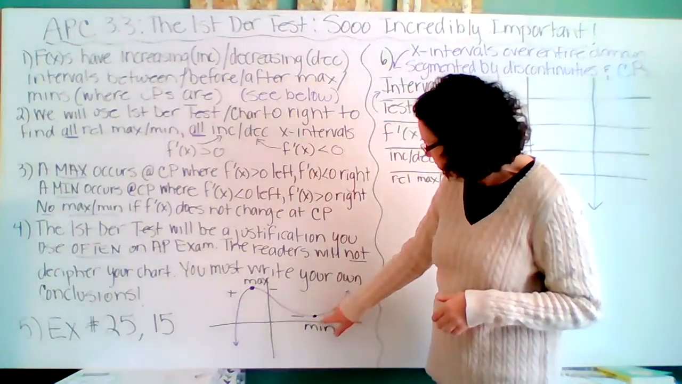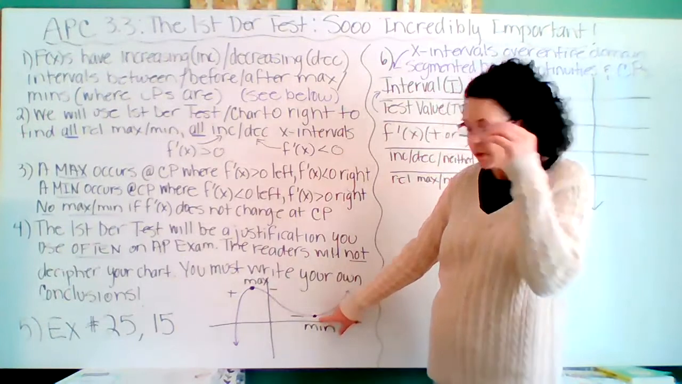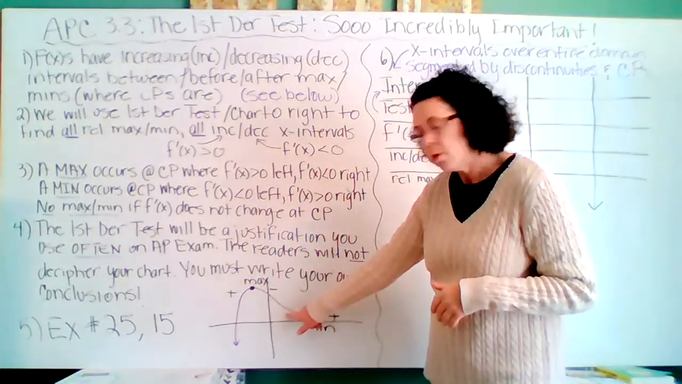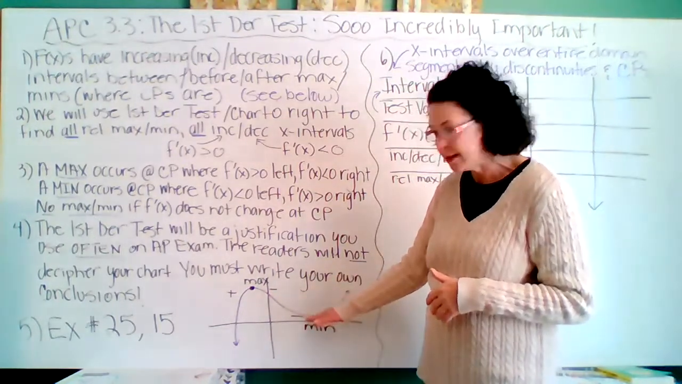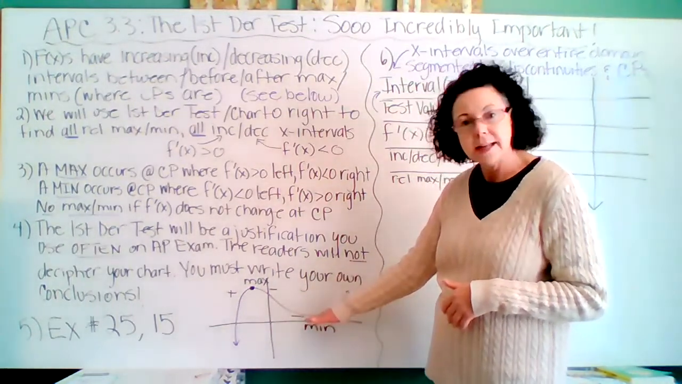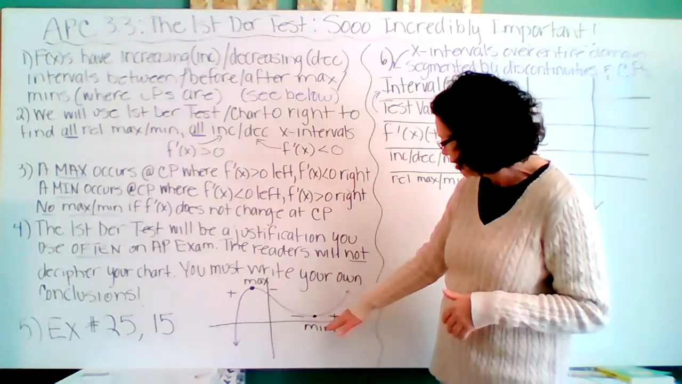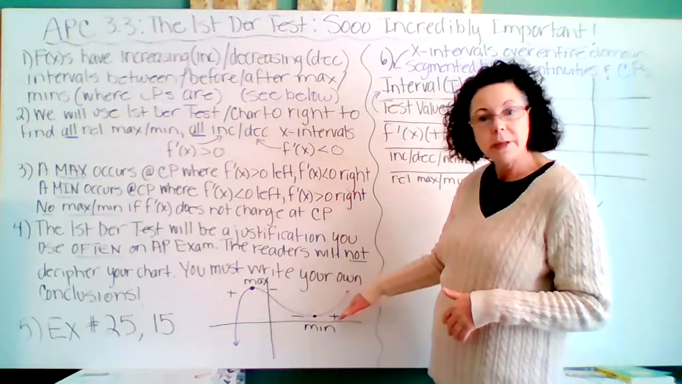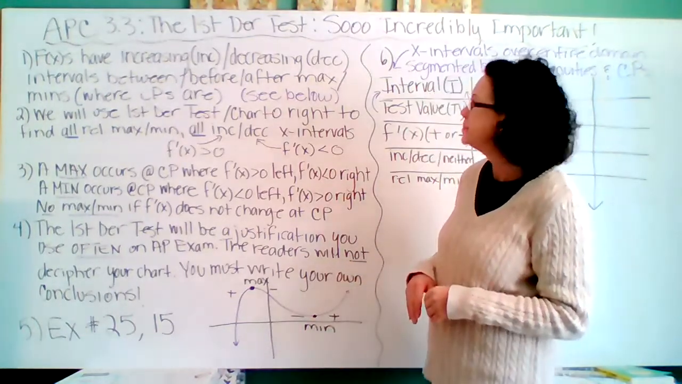Here's a minimum point, right? If I drew a little tangent line at the minimum critical point, the derivative would be 0. Before that, to get to that minimum point, the function was decreasing, right? The derivative is negative, right? After that, to the right of that minimum, the derivative would be positive, right? That's what's making it increase out of that minimum.